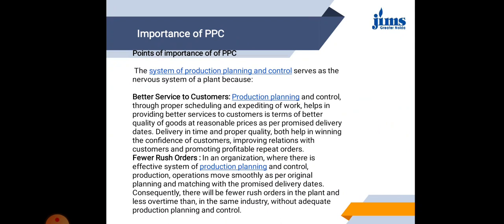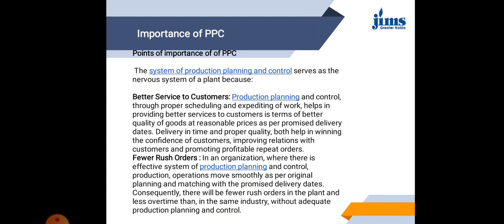So as I already mentioned, a good production planning and control system serves as the nervous system of a plant or a factory because of the following points. The first one, a good production planning and control system will lead to better service to customers, because through proper scheduling and expediting of work, better services to customers in terms of better quality of goods at reasonable prices as per promised delivery dates will be made sure.